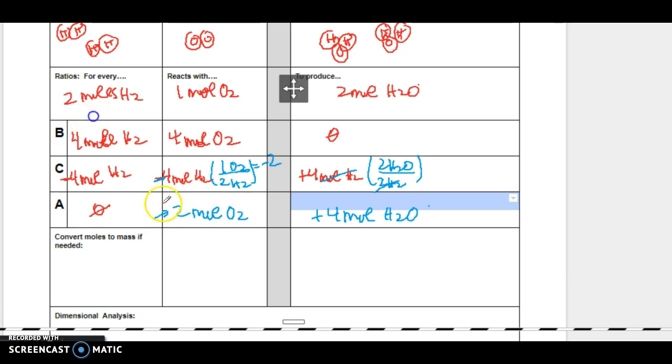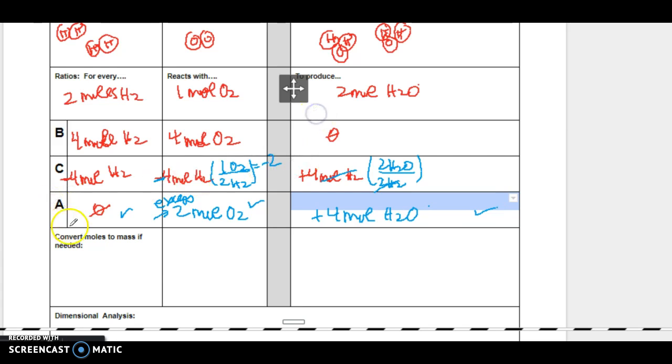This is the one that we call the excess. This is the one that's left over, because that's what I'm left with. I used up all the hydrogen. I've got 2 moles of oxygen left, and I have 4 moles of water, which as you can see from our graph, is exactly what we found.